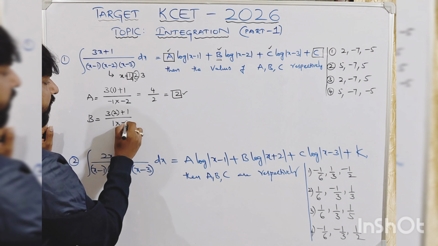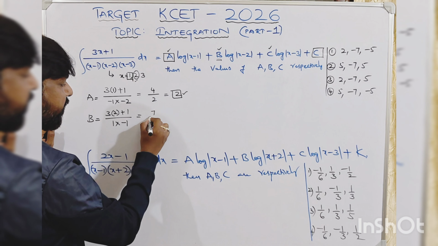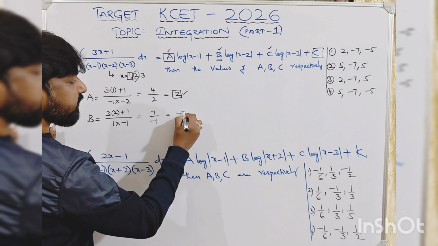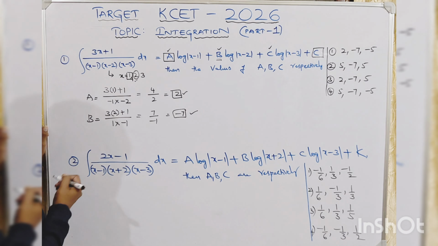2 minus 3, minus 1. So 3 into 2, 6 plus 1, 7, by 1 into minus 1, minus 1. So minus 7 is your answer. Let's move to the third one.